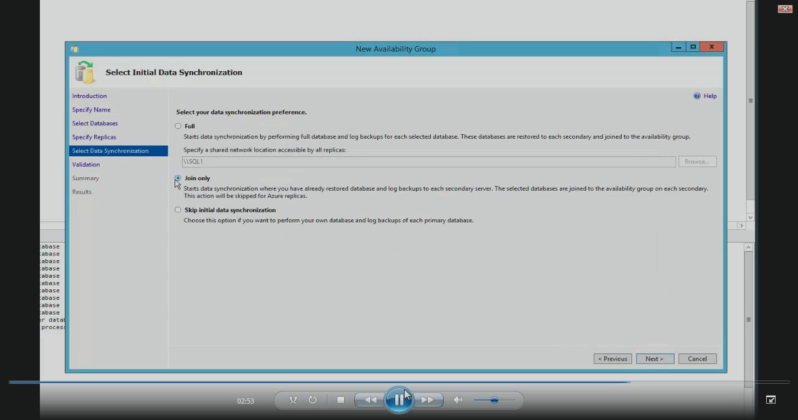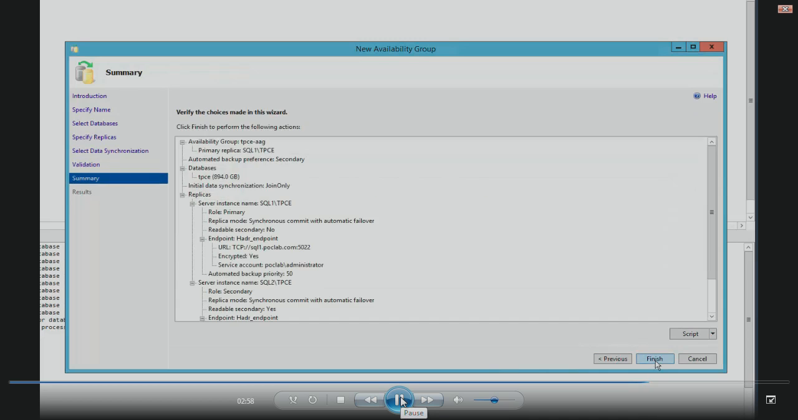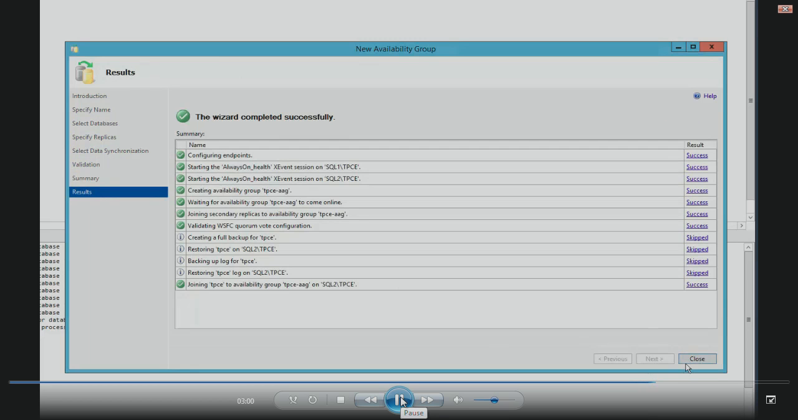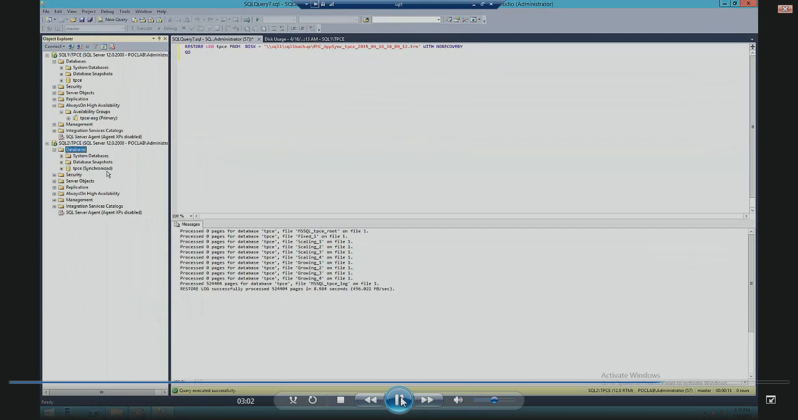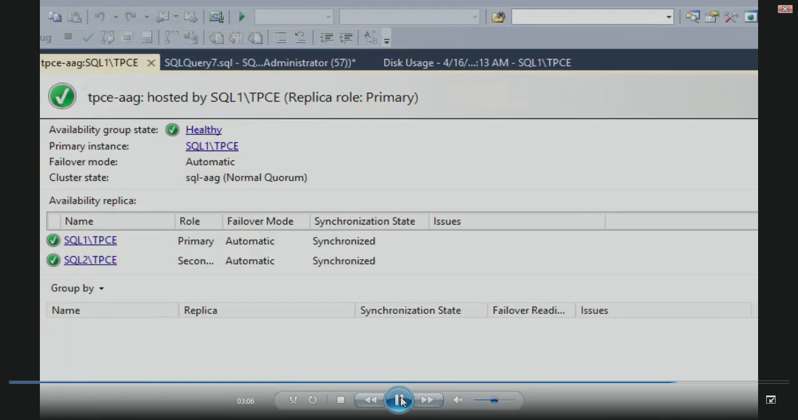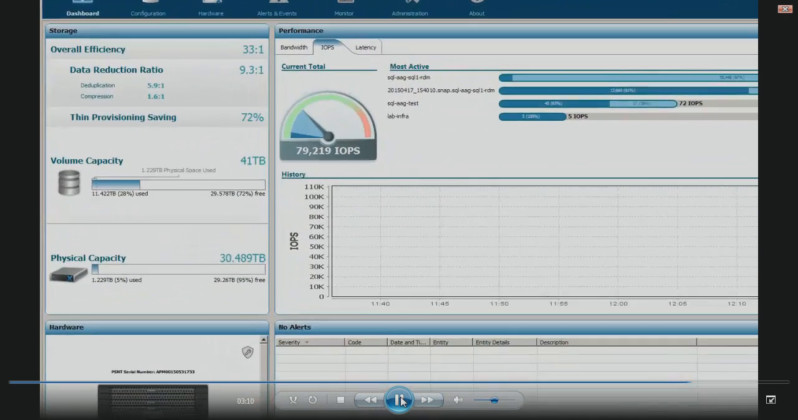Because I already did the legwork of backing up the log and restoring the database and the log, all I do is say, okay, create a relationship and also do the initial synchronization. Now if I look at the always-on replica that I created, it's fully synchronized.